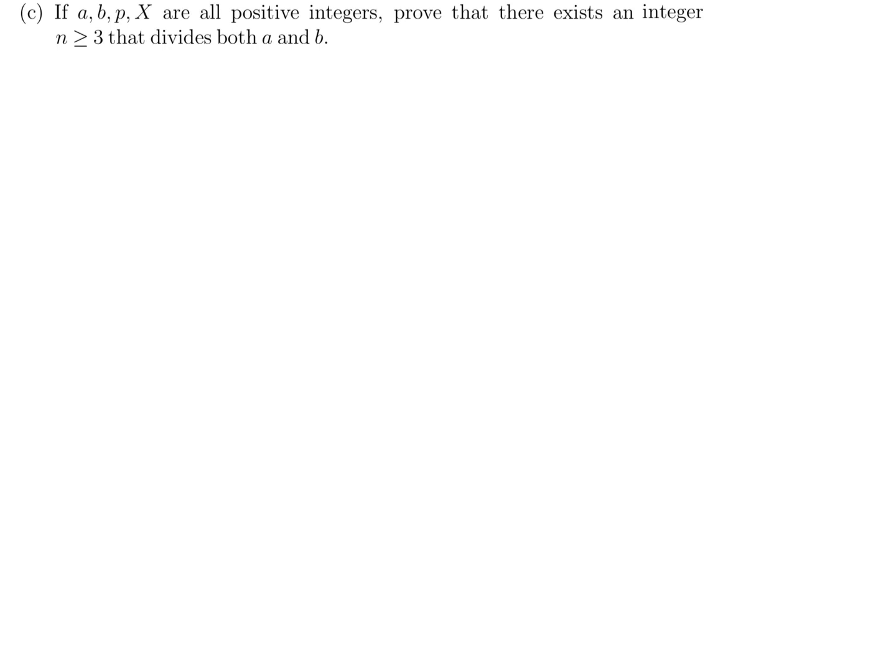If A, B, P, X are all positive integers, prove that there exists an integer n greater than or equal to 3 that divides both A and B. Alright, so I'm going to first start off by making a little bit of a substitution, that the C minus P, I will call it K. And therefore, C minus K will be equal to P.